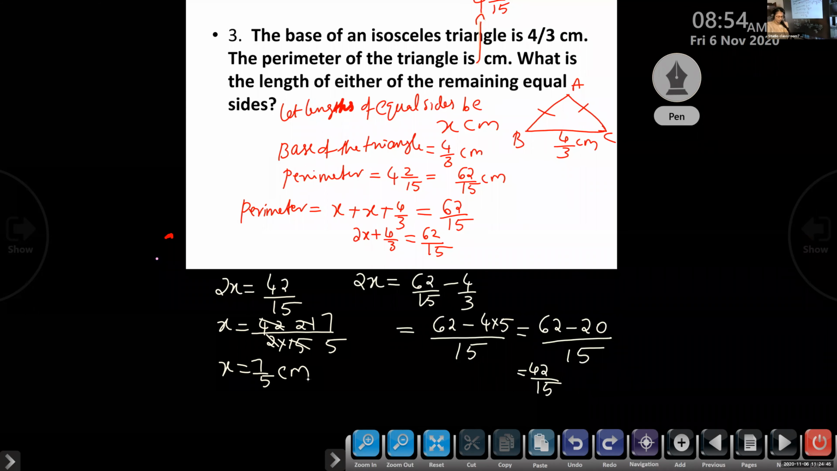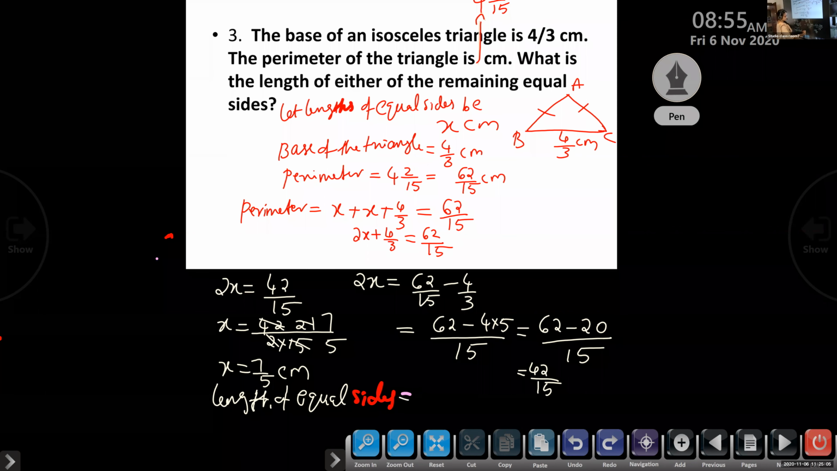Or the length of the equal sides equal to 7 by 5 centimeter.